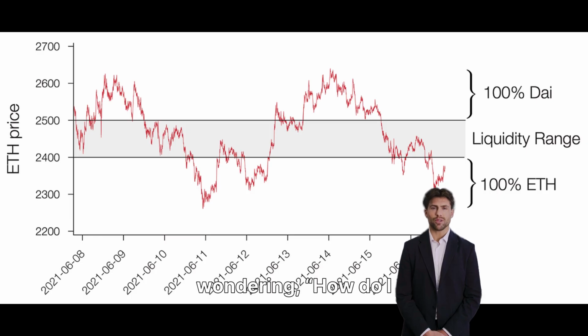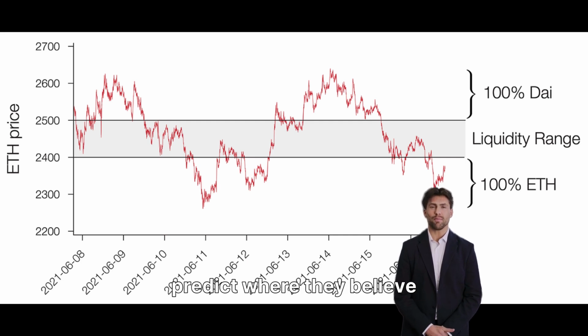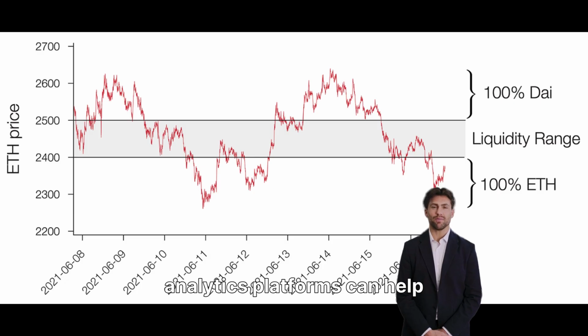Now, you might be wondering, how do I choose the right price range? This is where research and analysis come into play. Many traders use historical price charts, volume data, and market sentiment to predict where they believe prices will fluctuate. Tools like the Uniswap V3 interface and third-party analytics platforms can help you visualize these trends and make informed decisions.